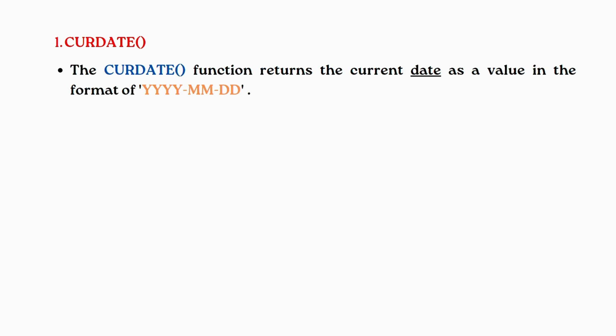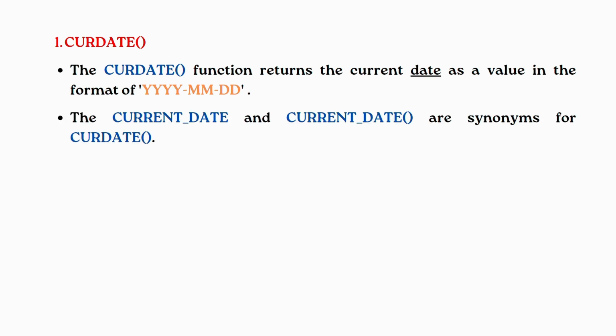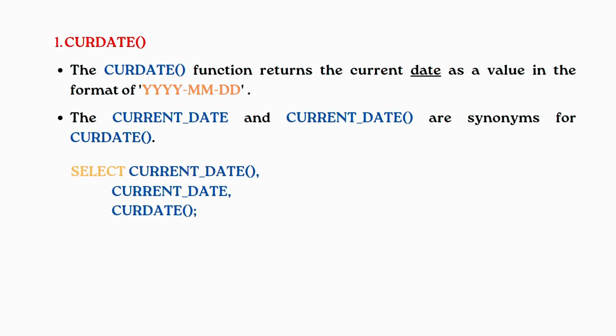First date function is curDate. The curDate function returns the current date as a value in the format as shown on the screen. The synonyms for curDate are current_date and current_date along with a bracket. You can verify by executing the below query, which will give the same result.